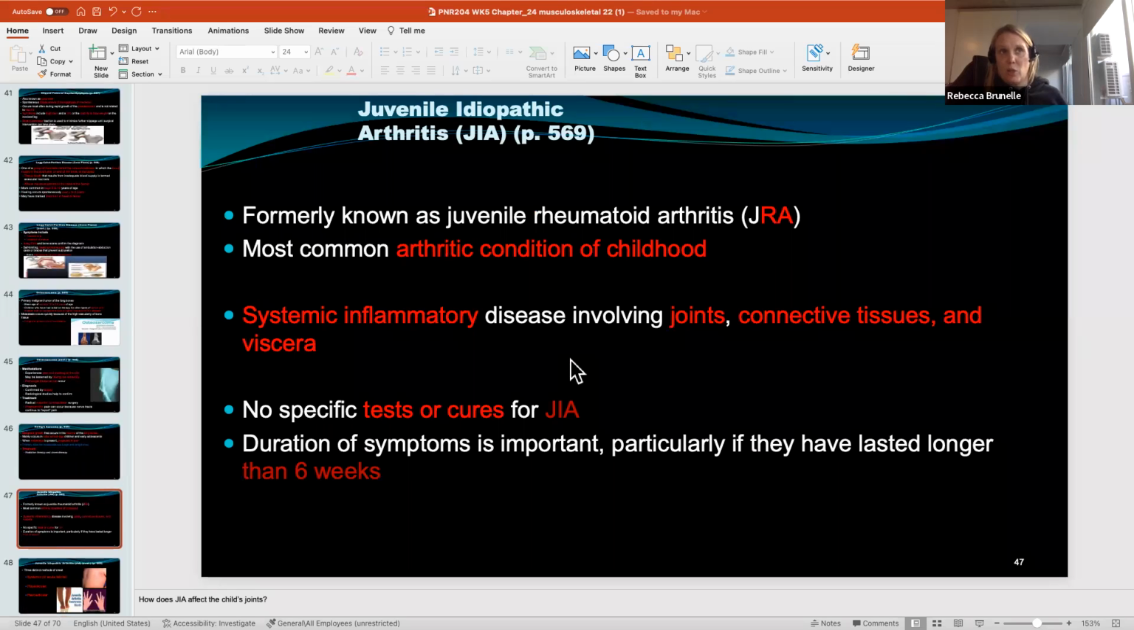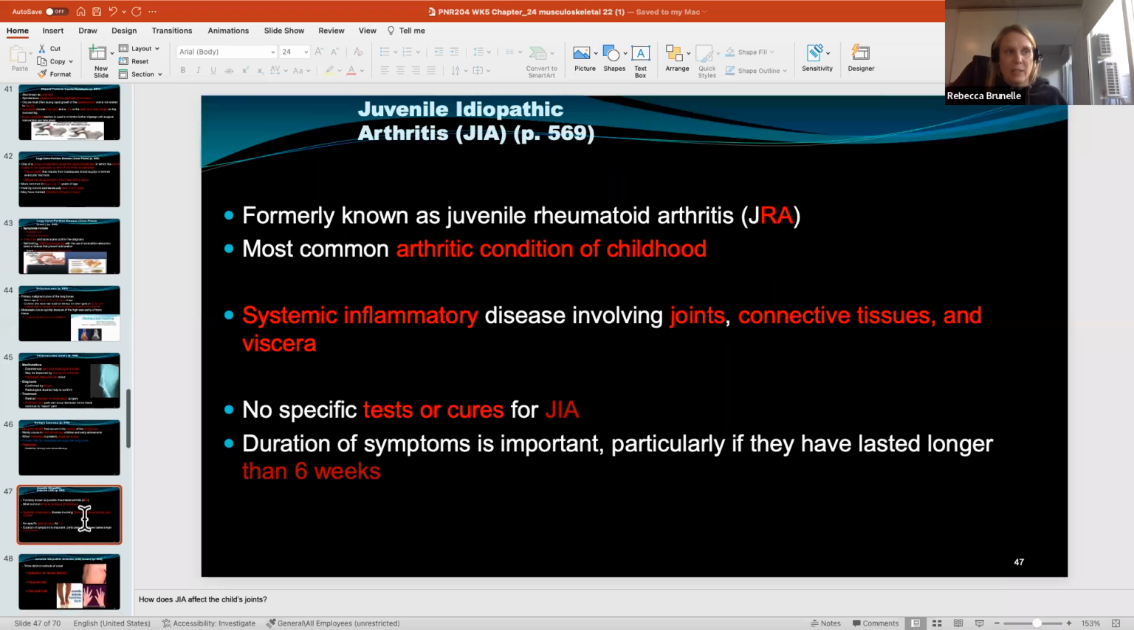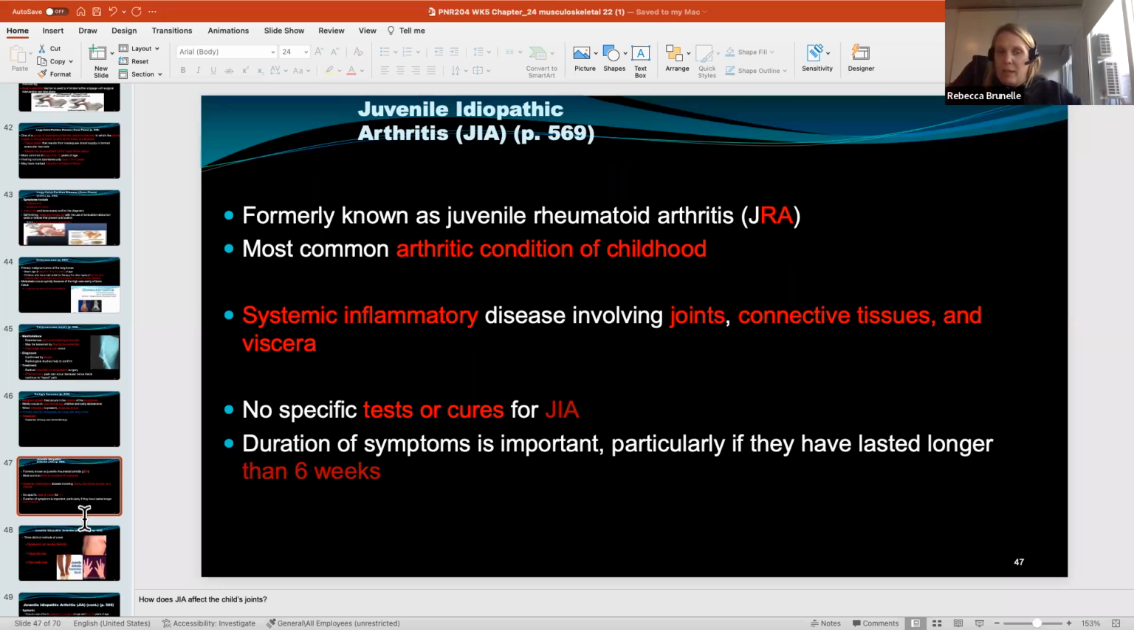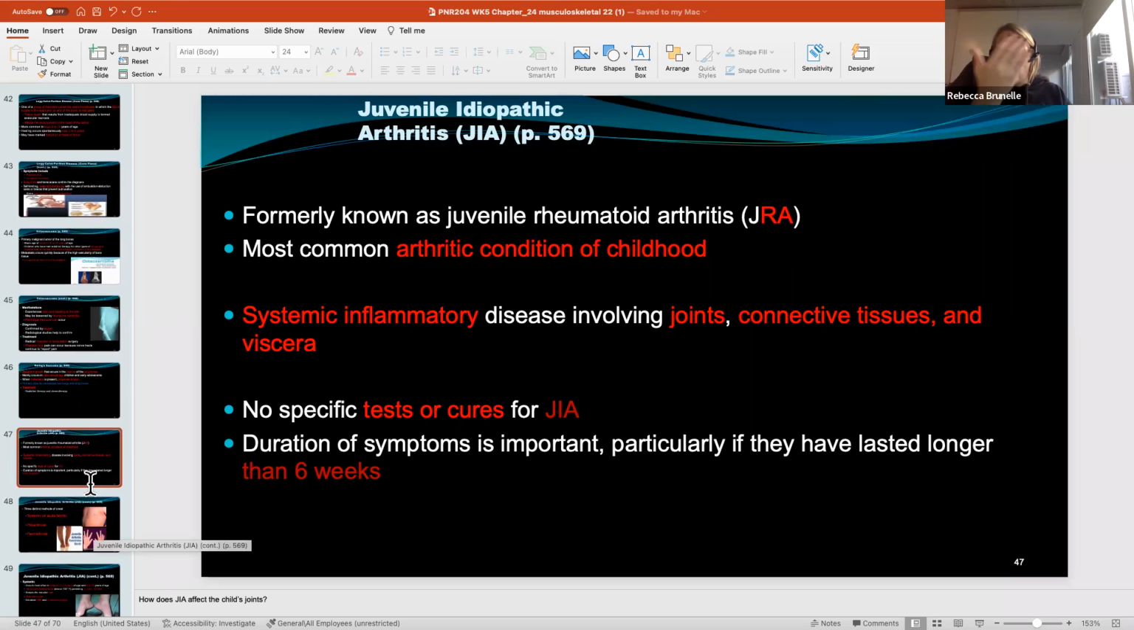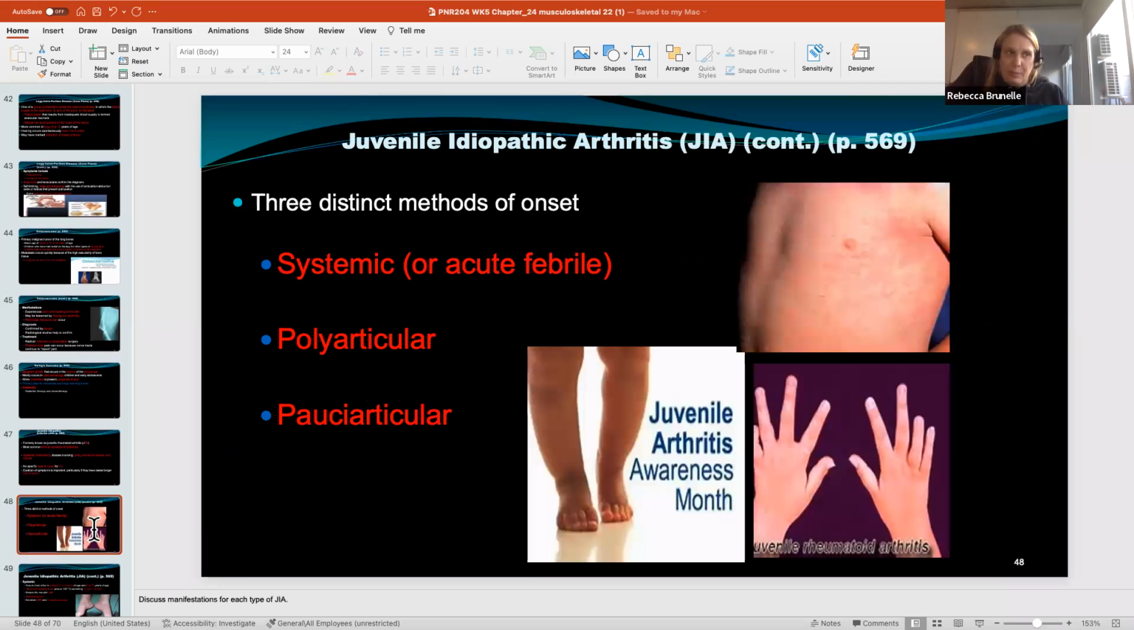Another condition that you can see in kids is something called juvenile idiopathic arthritis. It used to be called juvenile rheumatoid arthritis. You might also see it as JRA. So we think of arthritis as being like an adult problem. This is an autoimmune problem in kids. It involves the joints and the connective tissue, and it's very painful. They can have fevers that are very high. It usually comes and goes. It kind of waxes and wanes. It's an autoimmune disorder that has exacerbations and then it gets better.